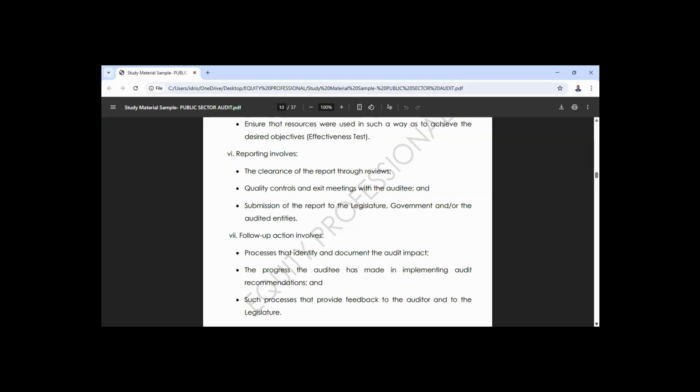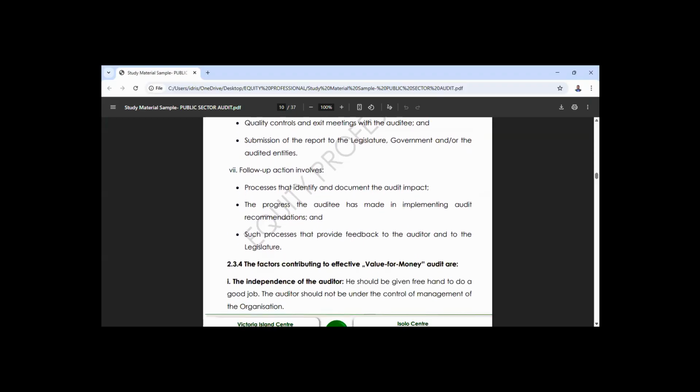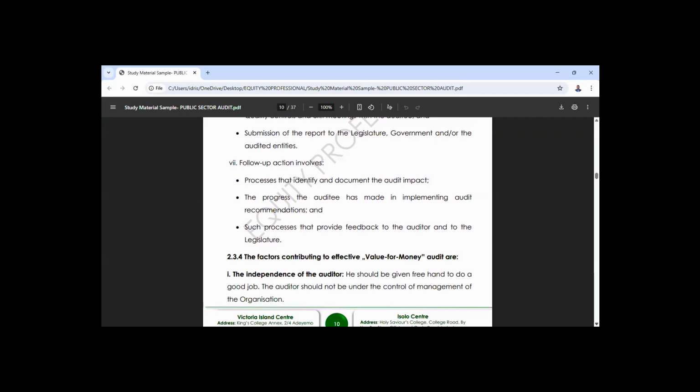So this is one of the steps. After that, follow-up actions are involved. That is one of the last steps of value for money audit.